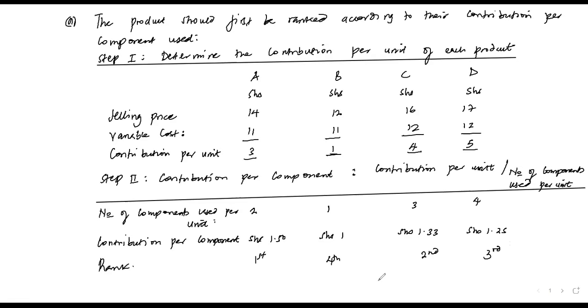We can come up with a product mix, but don't forget that our components are only restricted to 22,400 components. So let's come up with a product mix. Let us come up with our product mix. As I've told you, we should produce product A first.